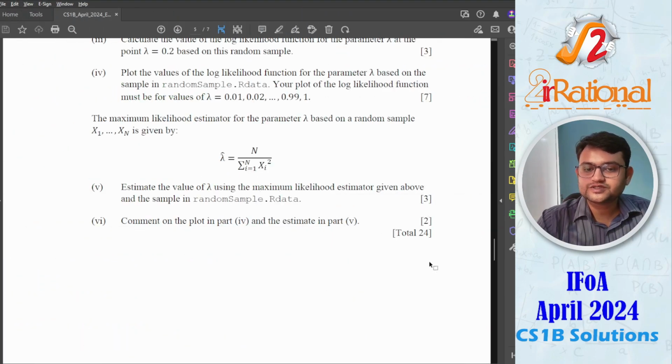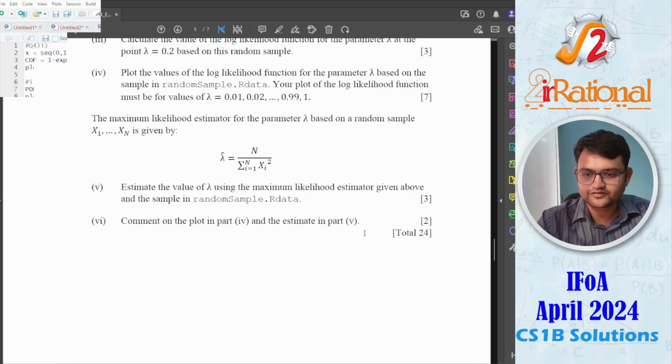The maximum likelihood estimator for the parameter lambda based on a random sample x1 to xn is given by this. So we have n upon summation of x square. Fifth part, estimate the value of lambda using the maximum likelihood estimator given above and the sample in randomsample.rdata. Sixth part, comment on the plot in part 4 and the estimate in part 5.